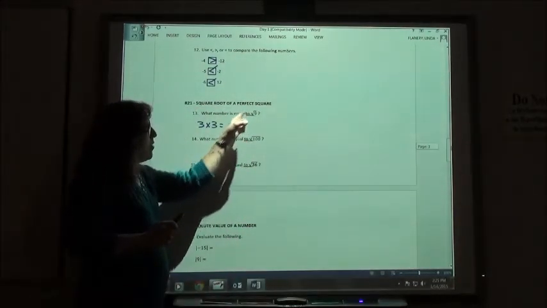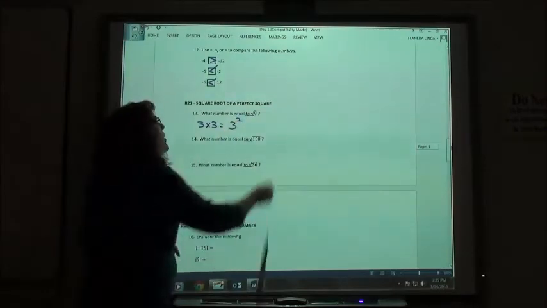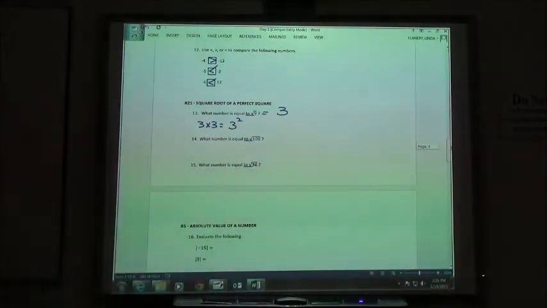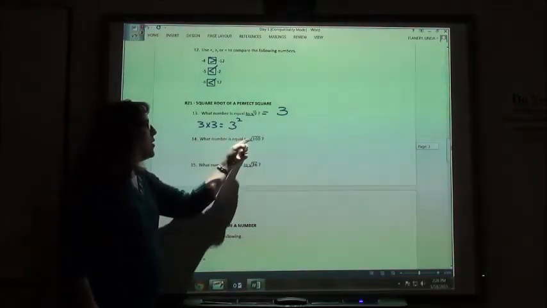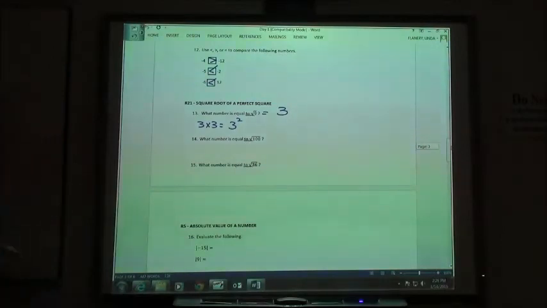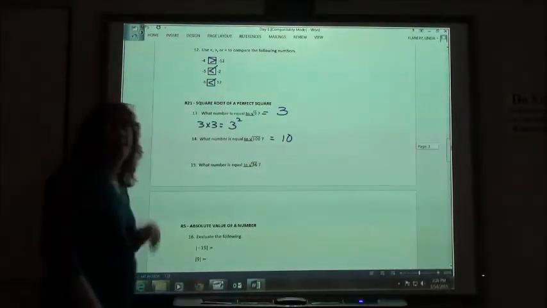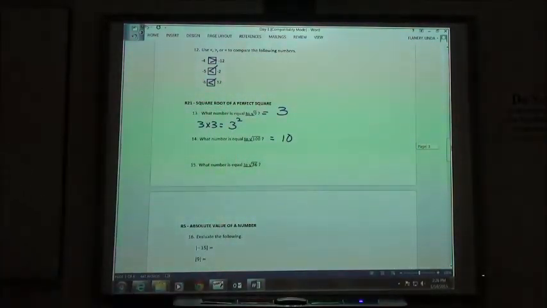Square roots and squaring are opposites of each other. So the square root of 9 is just going to be the nice whole number 3, because 3 times 3 is 9. The square root of 100 is going to be 10. 10 times 10 is 100. Or 10 squared is 100.